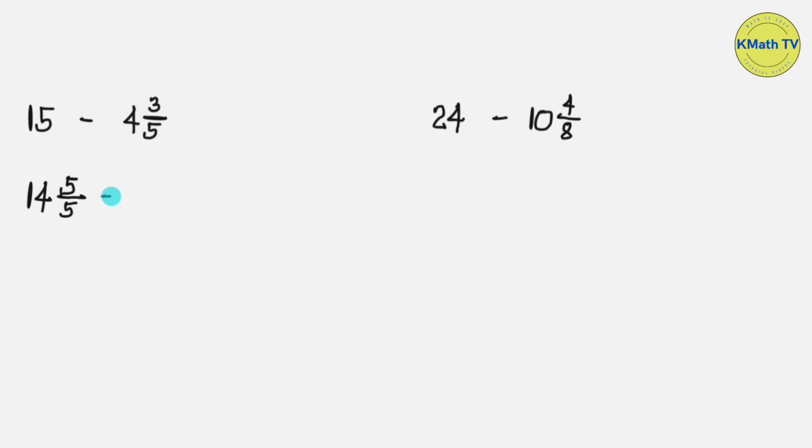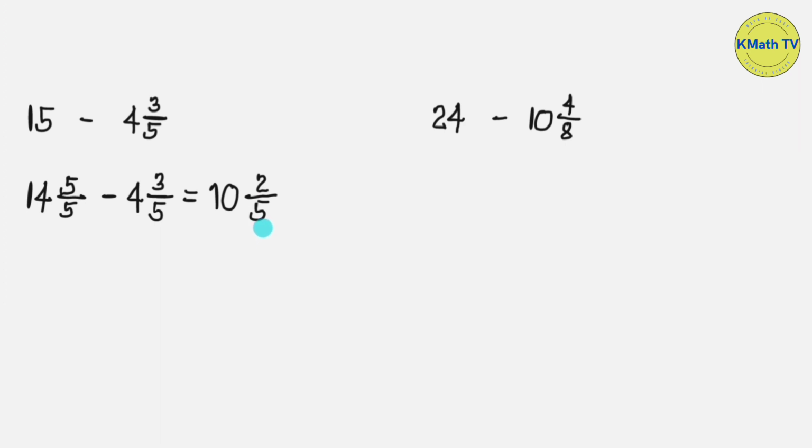Now let's copy the subtrahend and subtract. Let's subtract the fractions by subtracting the numerators. 5 minus 3 equals 2. And copy the common denominator, 5. Then, subtract also the whole numbers. 14 minus 4 equals 10. The answer is 10 and 2/5.